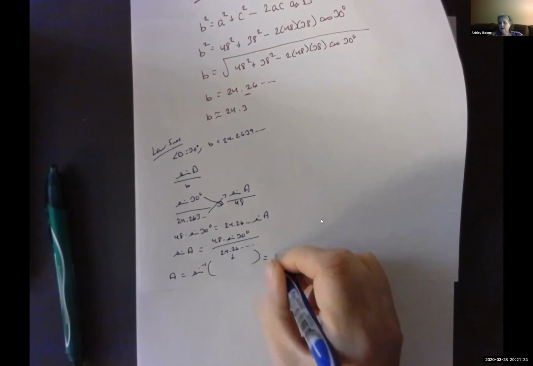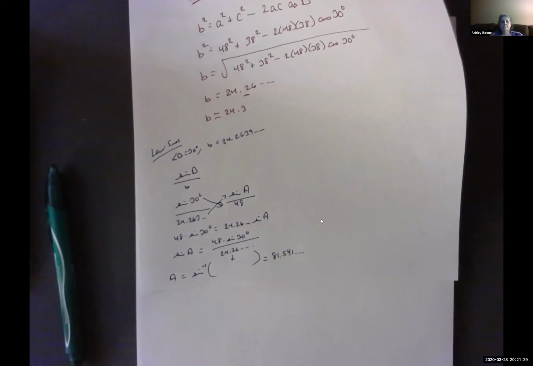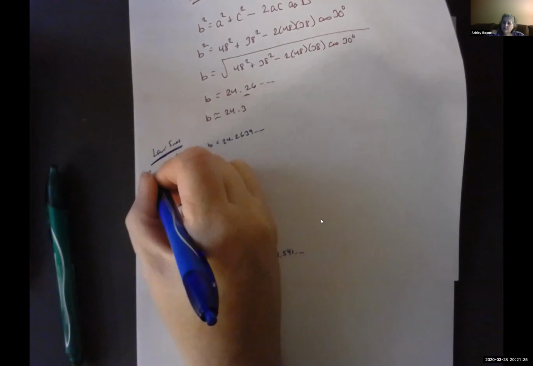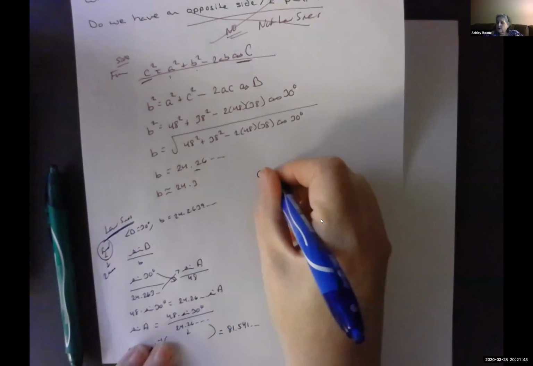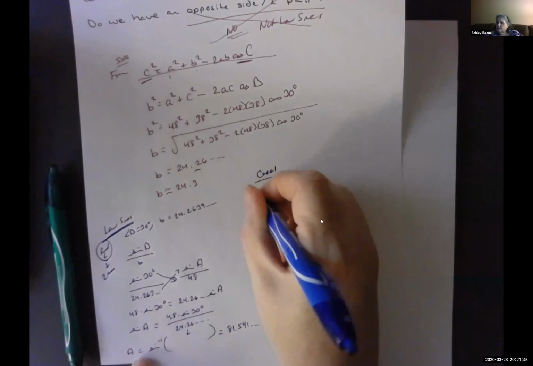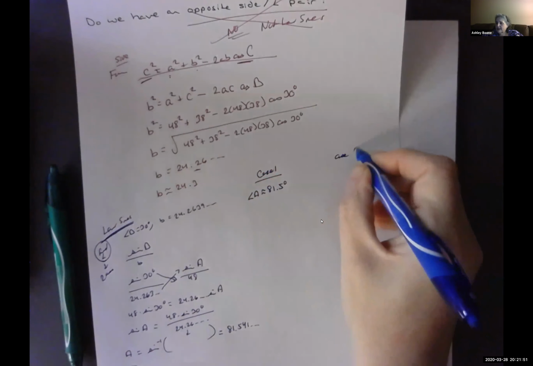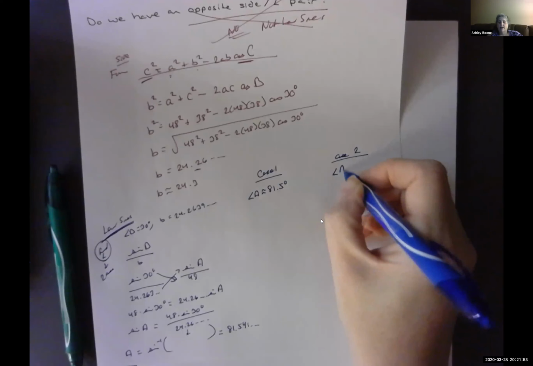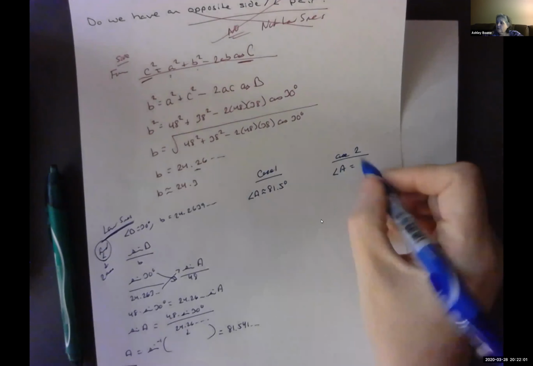And that's 81.541, etc. Now, I used the law of sines to find an angle. That means we have two cases that could happen. So case one would be that angle A is approximately 81.5 degrees. Case 2 would be that angle A is the supplement of that: 180 minus the 81.5 is 98.5 degrees.